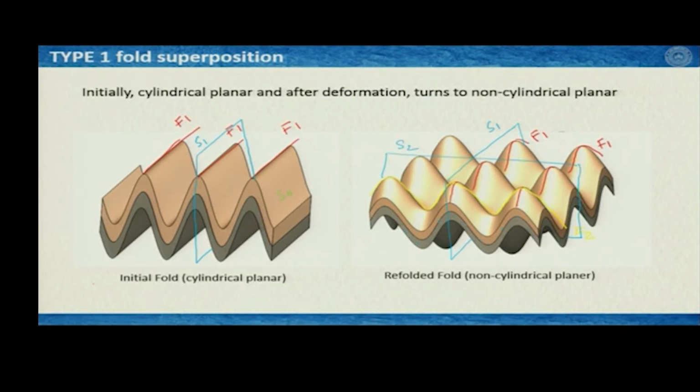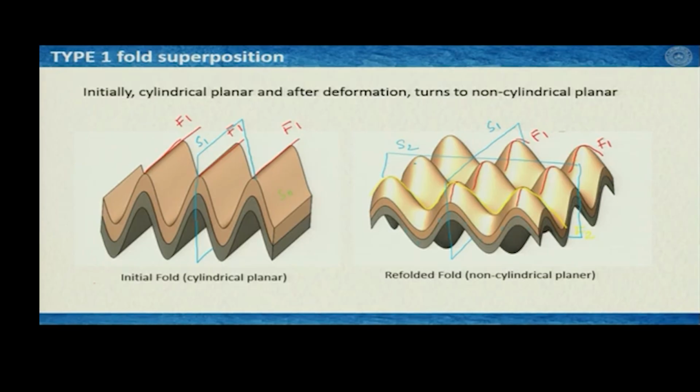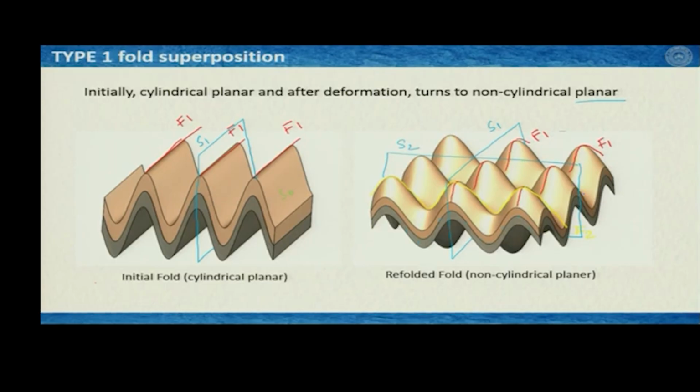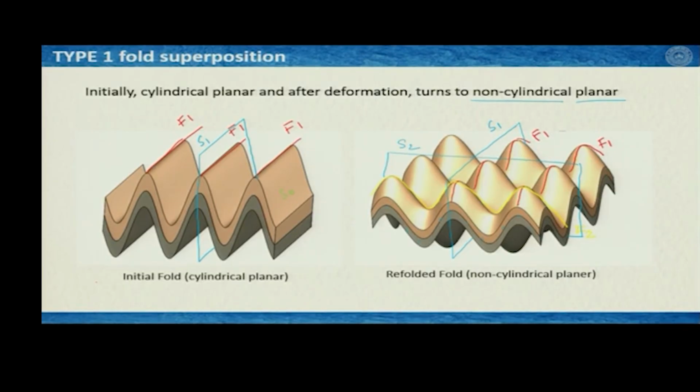So I have F1, I have F2, I have S1 and S2. In both cases, we see that S1 and S2 remain planar. So it is planar deformation, but F1 and F2 both are curved, therefore the fold is not cylindrical, and therefore it is non-cylindrical planar superposition or type 1 fold superposition.